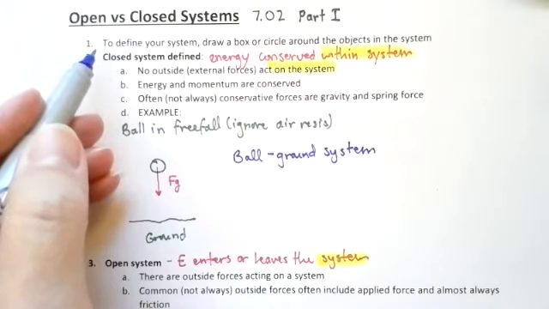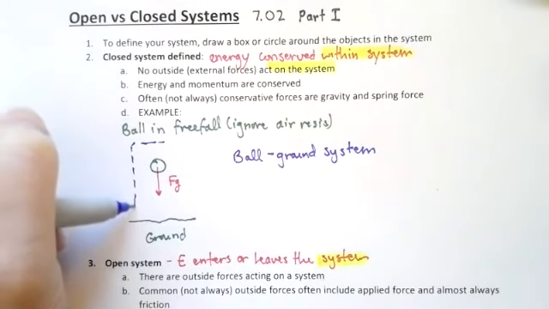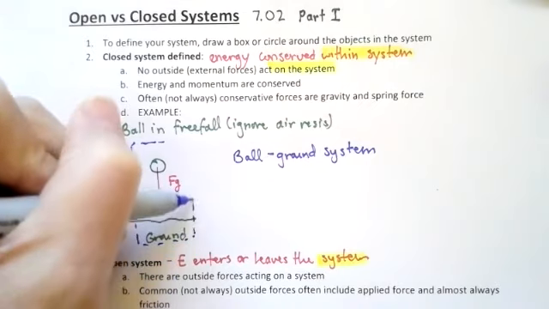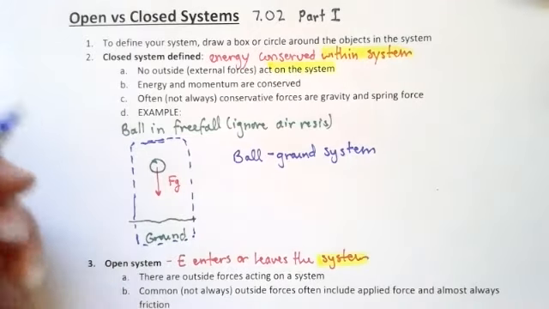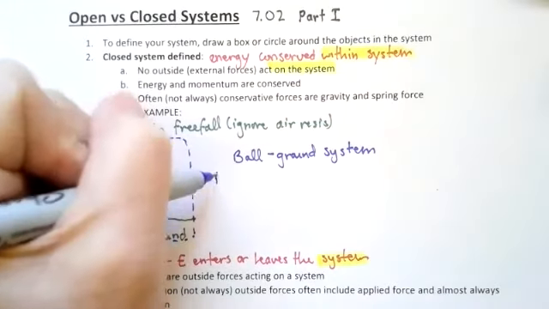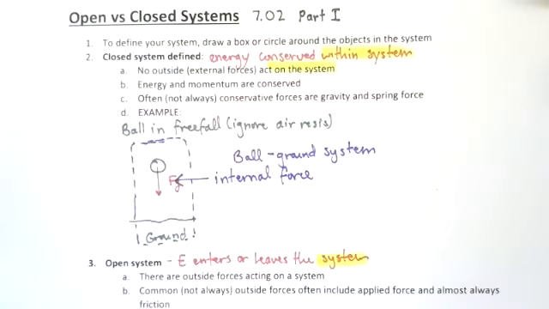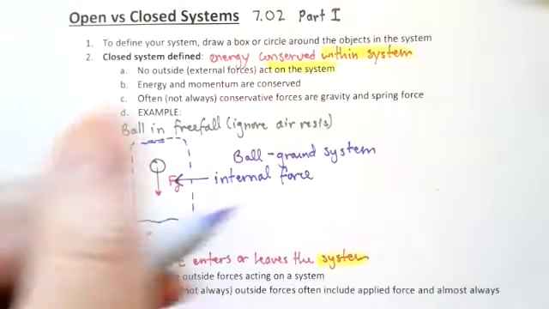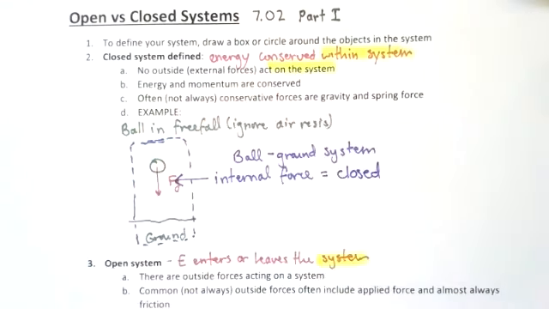To define your system, draw a box or circle around the objects in the system. And I have my free body diagram here for my ball. So I'm going to do a dashed line. I only have one force at work because I'm ignoring air resistance, and that is within my system. So this is an internal force. And I'm going to have a closed system because all of my forces are internal. So this is a closed system.